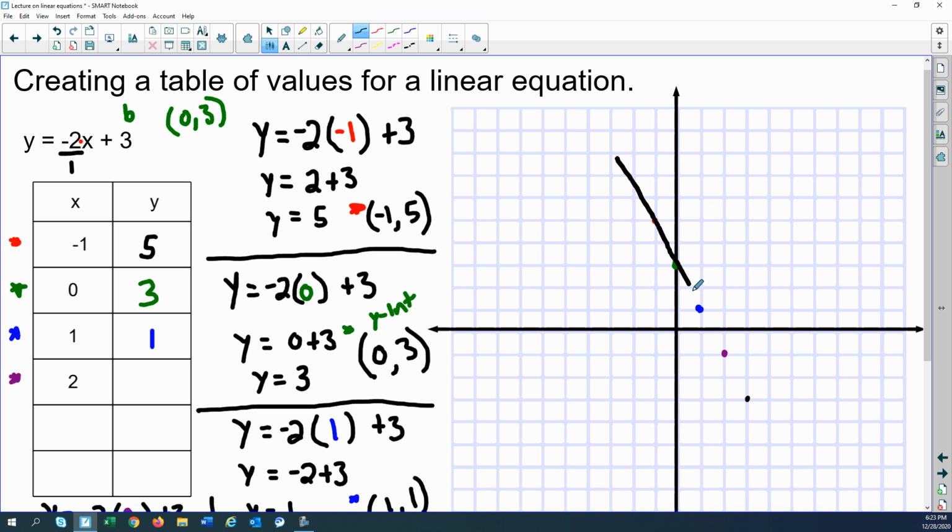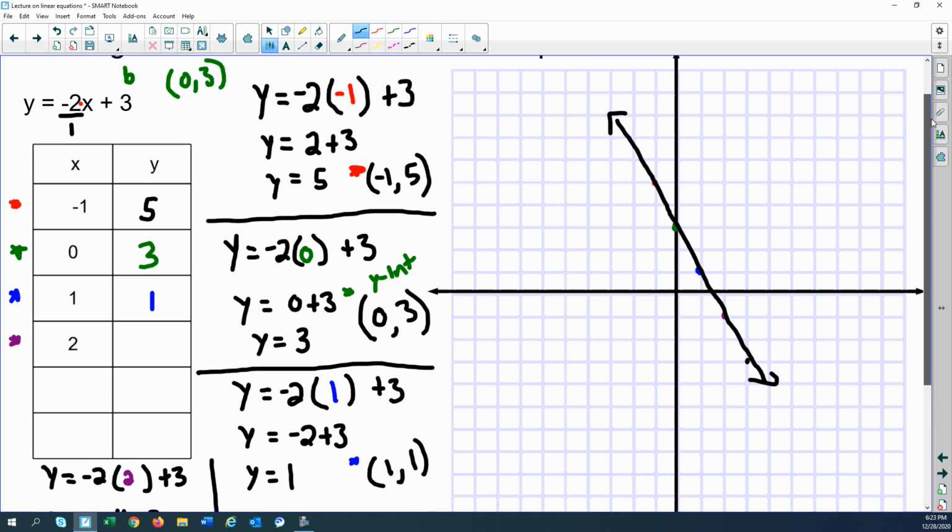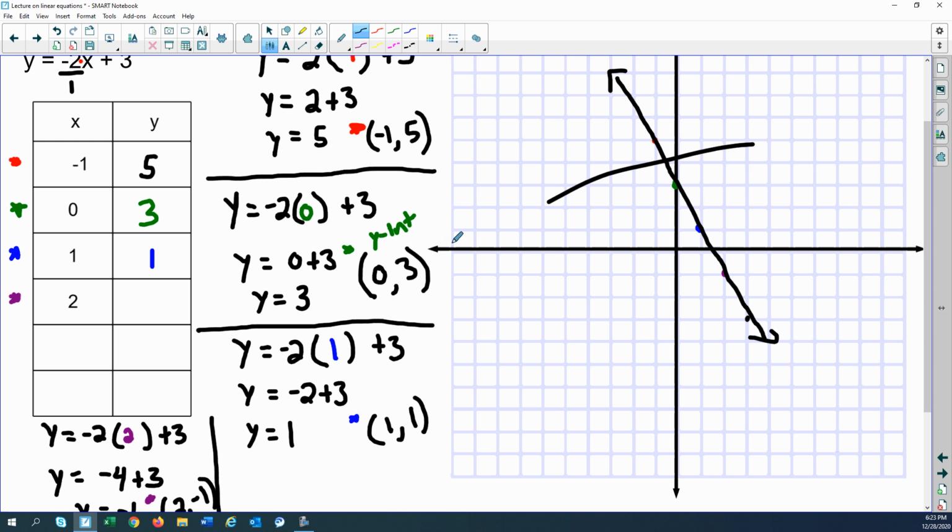So let's make our line here. It's going to go in both directions. So that's making a table of values. You can use it to graph, or you can just make a table of values. Okay.